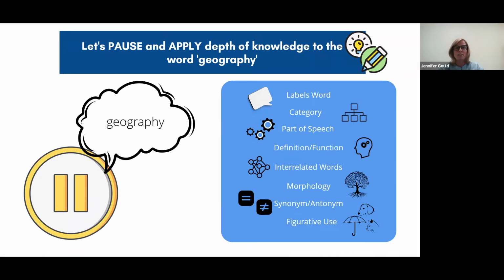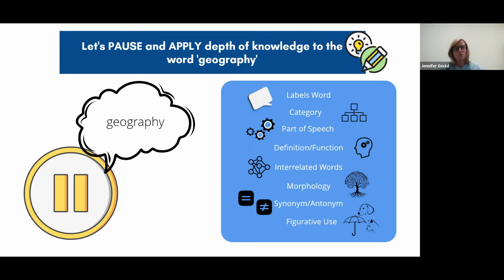When I first did this, I came to realize I had more to learn about the word geography. I was definitely adding to my depth of knowledge. So I recorded the category for geography as a field of science. It's a noun. A student-friendly definition for geography could be the study of the Earth, its atmosphere, and human activity related to the Earth. There were many interrelated words, and some of them could be words such as physical, human, climate, atmosphere, landforms, oceans, cultures.